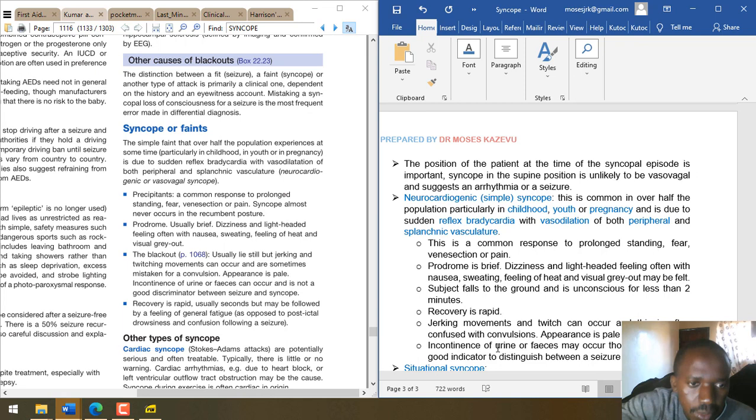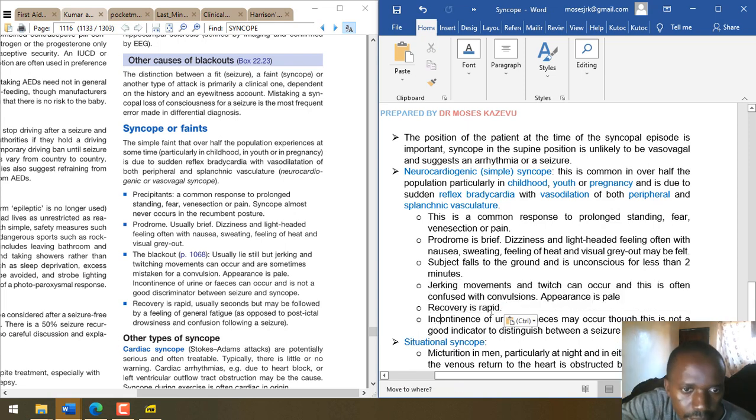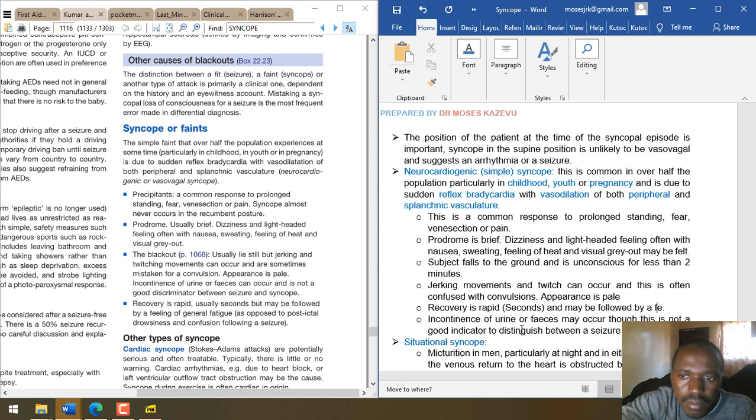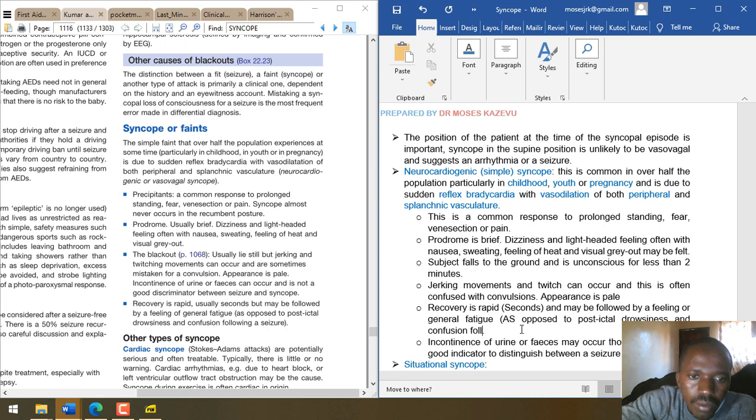Okay, so recovery is rapid. So I think we should have put this here at this point. Recovery is rapid, so seconds, and may be followed by a feeling of general fatigue, as opposed to post-ictal drowsiness and confusion following a seizure. All right, so that takes care of that.